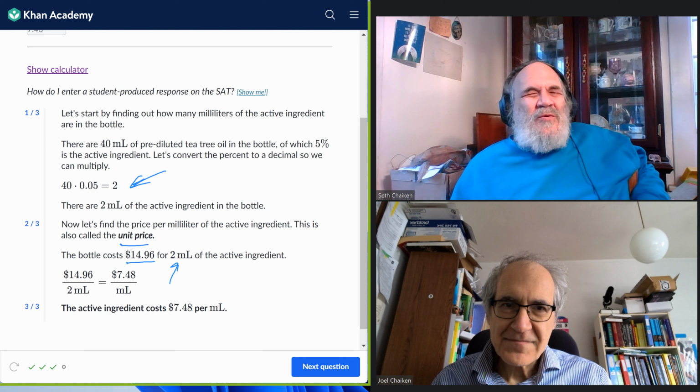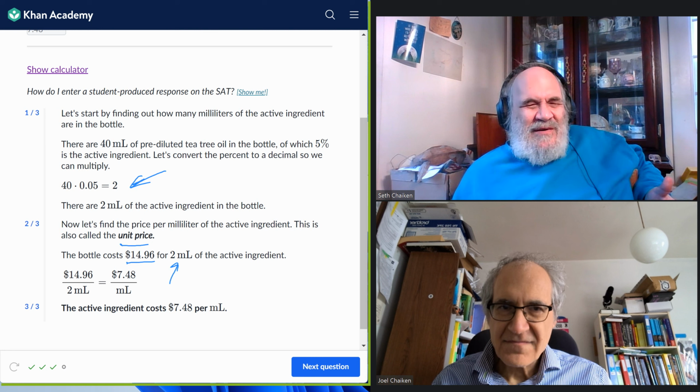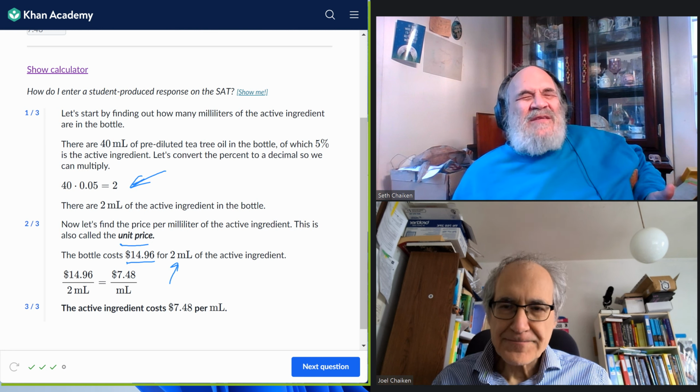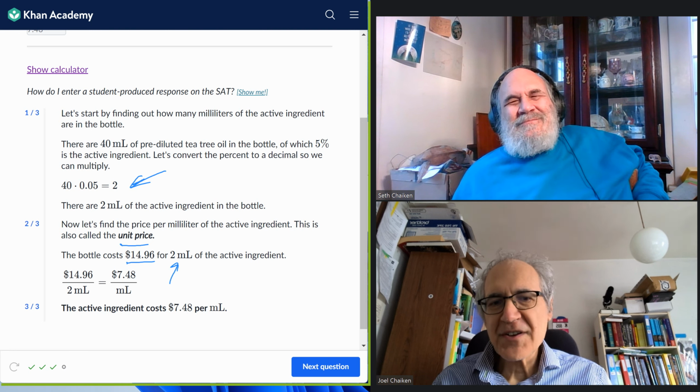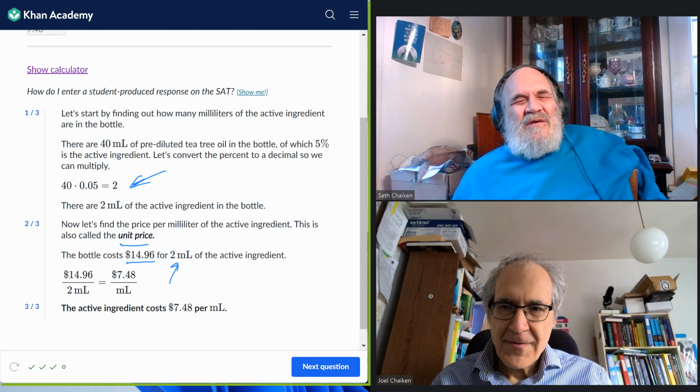What they're doing is looking at the price to get 2 milliliters of active ingredient. But for the same price, you also get the diluent and the bottle. You get 38 milliliters of the other stuff and the bottle. So I think the question is sloppily formulated, isn't it?